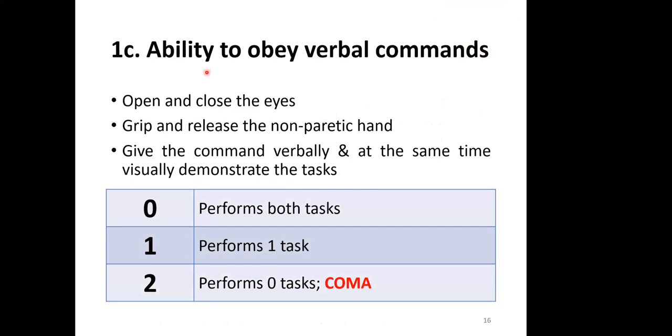Okay, so 1C, ability to obey verbal commands. You ask the patient again to do 2 simple one-step instructions: open and close the eyes, and grip and release the non-paralytic hand. If the affected hand already has power 0, then please don't ask him to grip and release. Then you score the patient.